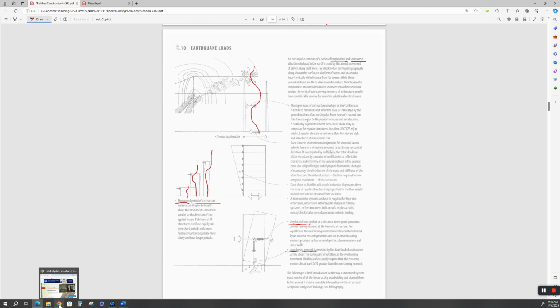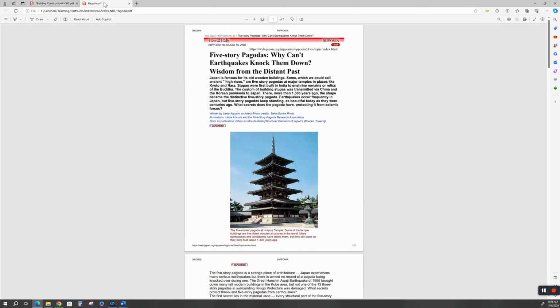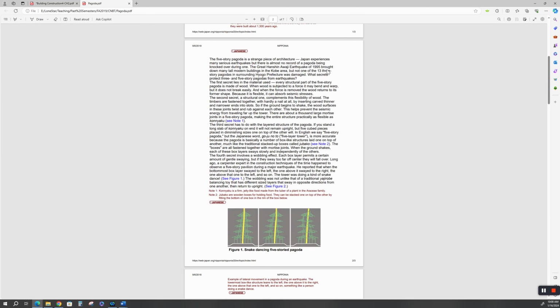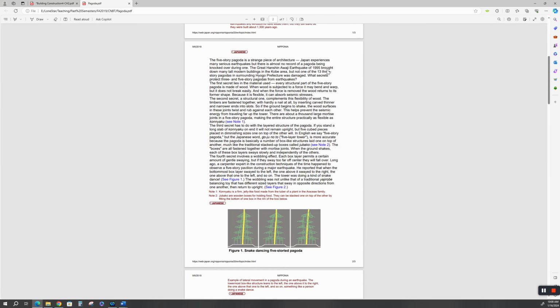Now, if I can find, what did I do with it? Oh, the pagoda. The pagoda, and I'm going to put this in D2L for y'all under the information tab. 5-story pagodas. Why can't earthquakes knock them down? Wisdom from the distant past. Well, we're not going to spend a lot of time on the pagoda, but basically read through this. It's pretty interesting.